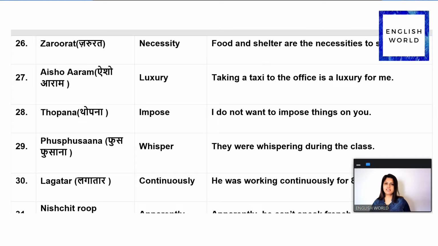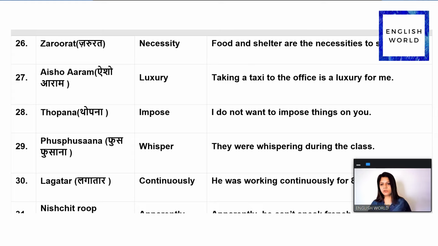Our next word is zarurat. It is called necessity in English. And we can form a sentence like food and shelter are the necessities to survive. So zarurat means necessity. Next is Esho Aram. Esho Aram is called luxury in English. So we can form a sentence like taking a taxi to the office is a luxury for me. If you go by bus generally, taking a taxi would be a luxury for you. So you will say taking a taxi to office is a luxury for me.